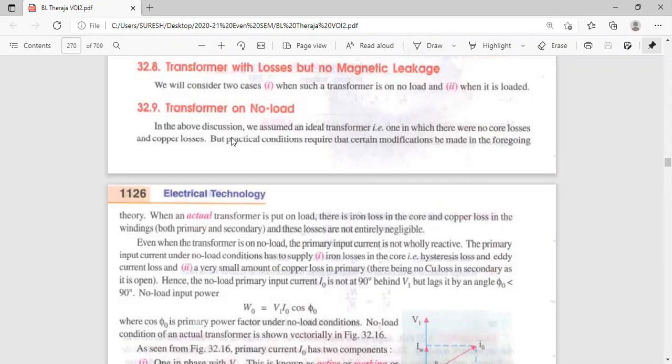In open circuit, is voltage there or current there? Voltage. In open circuit, voltage is there. That is why we will apply rated voltage in open circuit. Write down a note: in the OC test, open circuit test, we will apply the rated voltage of the transformer.